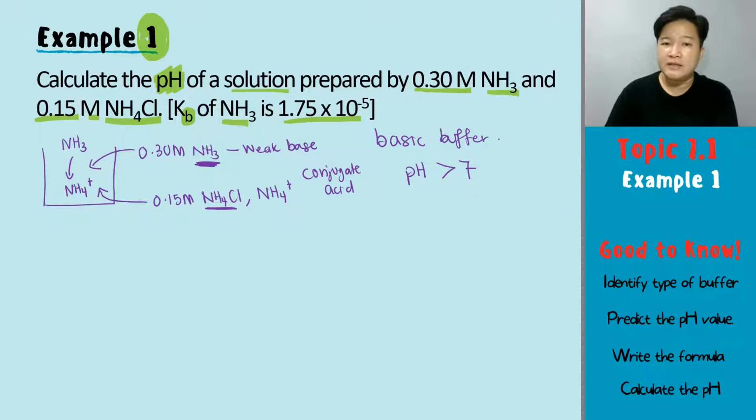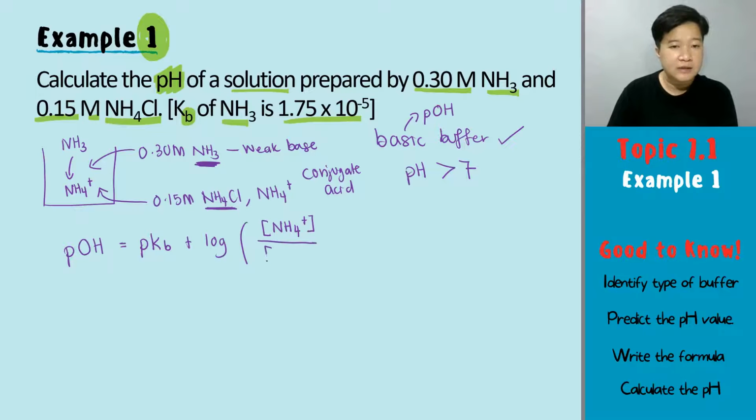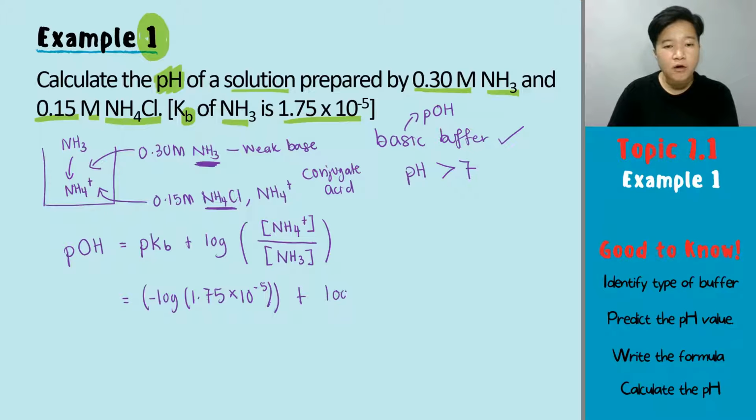Okay? And right now, you have identified the type of buffer, which is a basic buffer. What formula will you use? Definitely the pOH, because it's a basic buffer. So whenever it's a base, we definitely calculate the pOH. pOH equals pKb plus the log of our conjugate acid, the concentration of NH4 plus, over the concentration of our weak base, which is your NH3. This is the formula that we are going to use. Your pKb right now is the negative log of 1.75 times 10 to the power of negative 5. That is our pKb, plus log of the concentration.